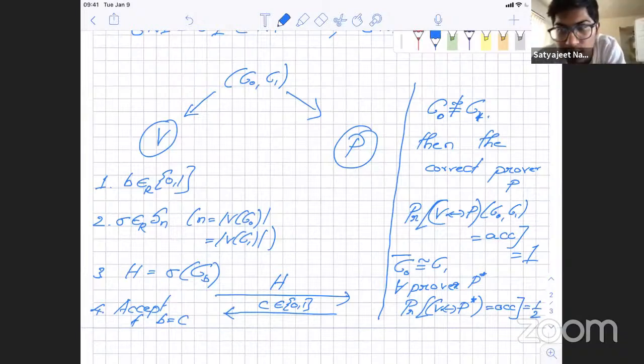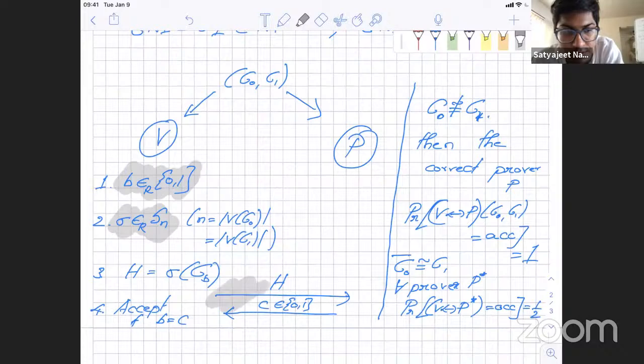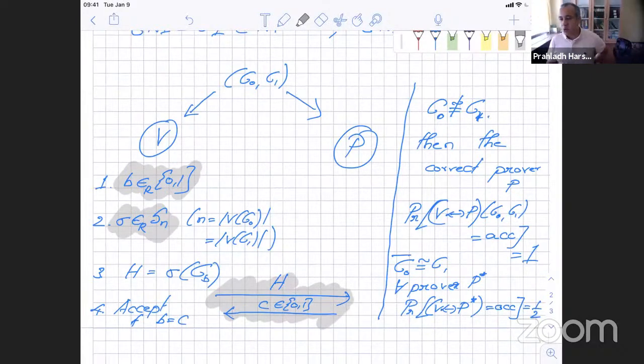This sigma is chosen randomly, right? Yes, sigma is chosen randomly. So there are two things going on here: there's randomness over here, and there's an interaction going on over here. These are two senses in which it's different from the usual NP proof.